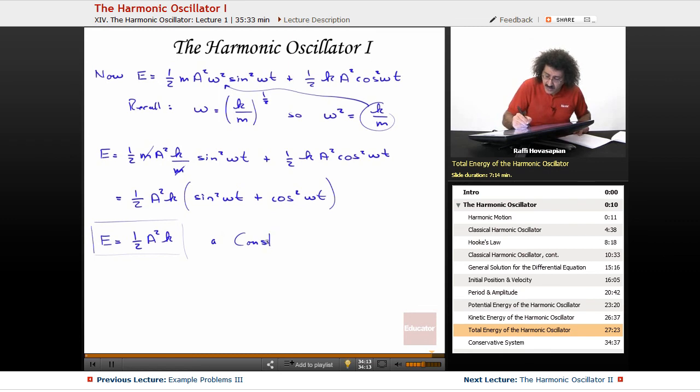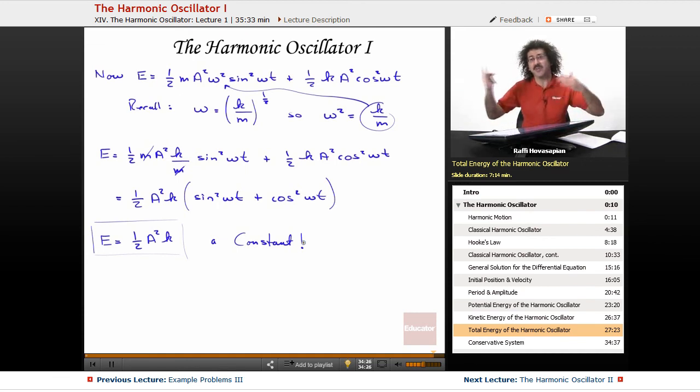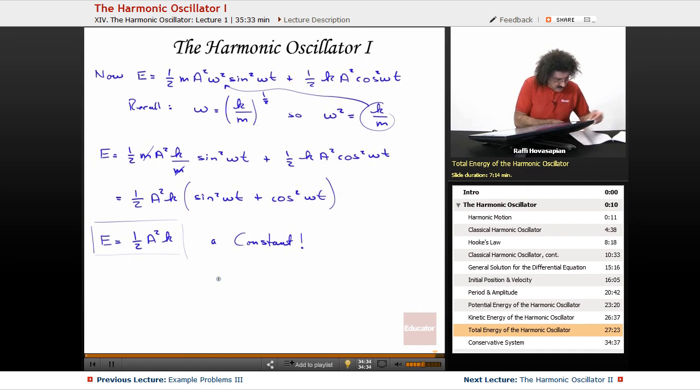So this is an algebraic representation of the fact that the energy of a harmonic oscillator is constant. It oscillates back and forth between the potential and the kinetic. They trade off, and when one of them is maximized, the other is minimized, but the total is a constant. Perfect. Okay.